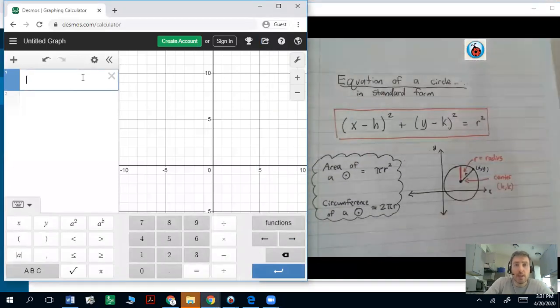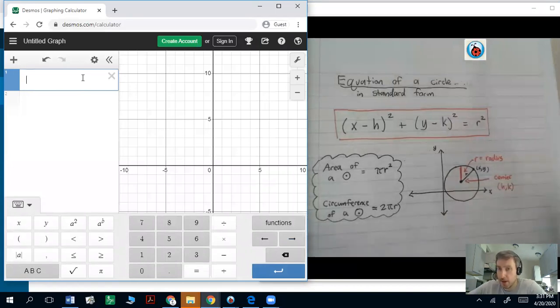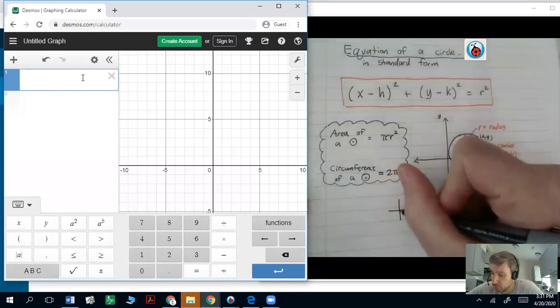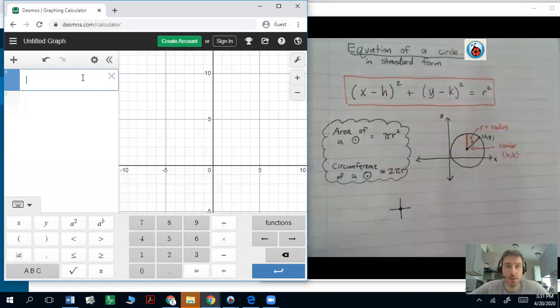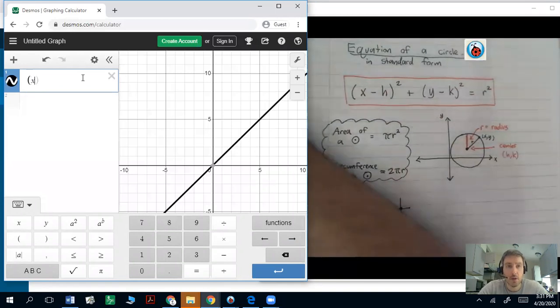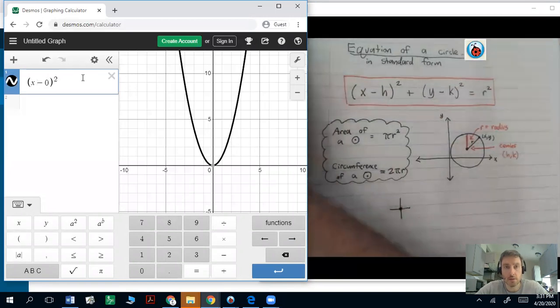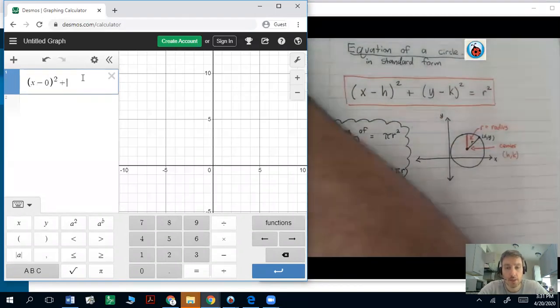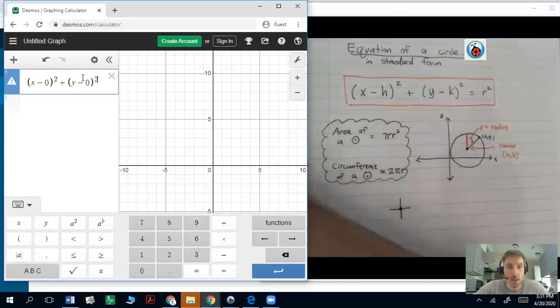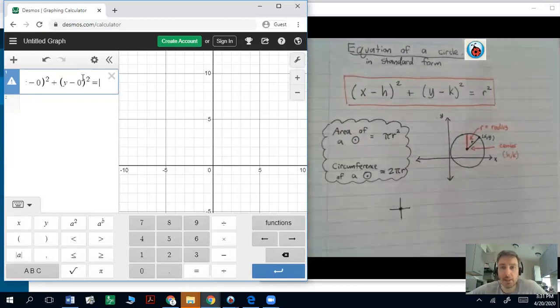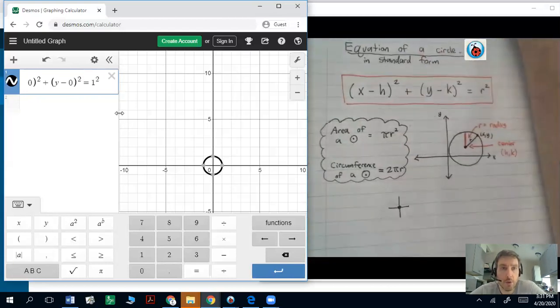So let's say we want a circle with a center 0, 0. Let's say we want it centered right at the origin. So that coordinate 0, 0 would become x minus 0 squared plus y minus 0 squared. Now we've got to have a radius. So let's say we want a radius of, I don't know, 1, equals 1 squared. Well, that would be your equation.